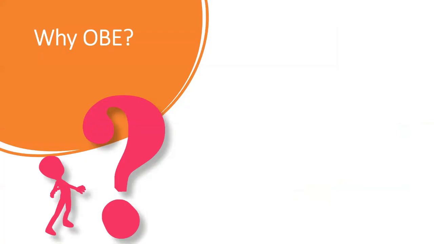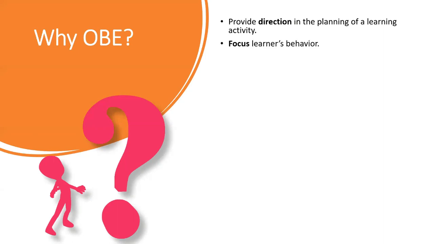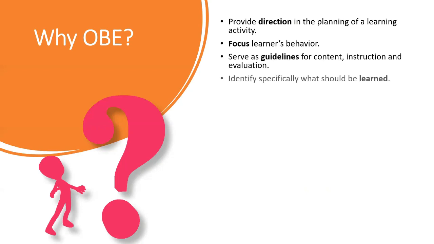So why should we go towards outcome-based education? It provides direction in the planning of learning activities, focuses learners' behavior towards the required skills to be acquired, serves as guidelines, and identifies specifically what should be learned and what should not be learned also. When we are going towards what we should know, we should also know what we don't have to go towards. That is also equally important.